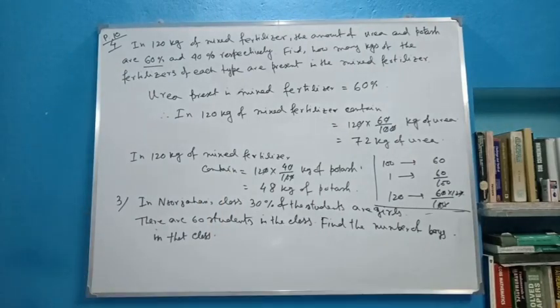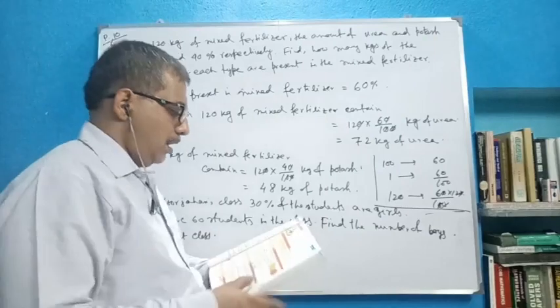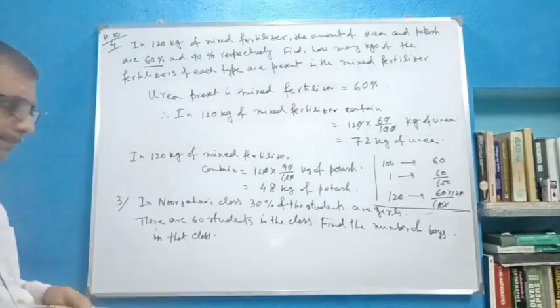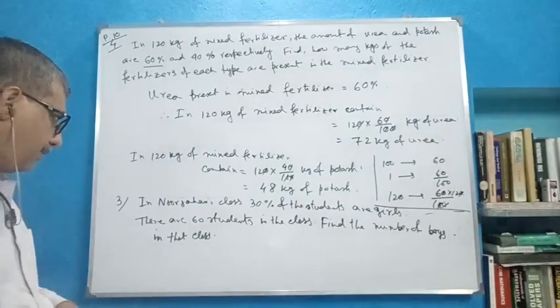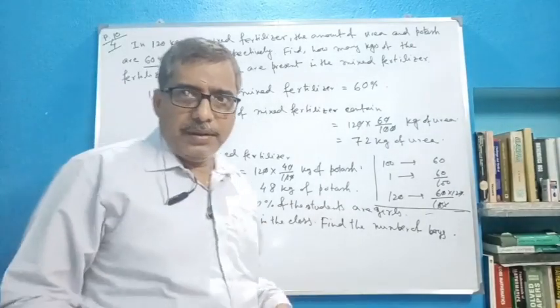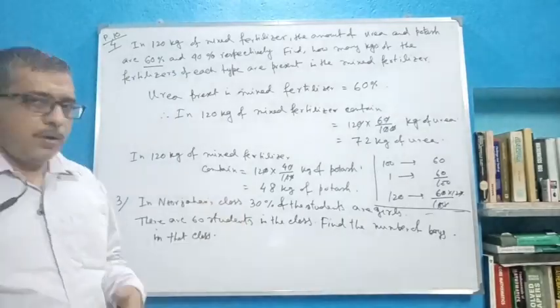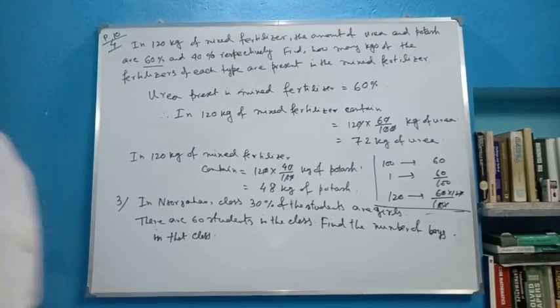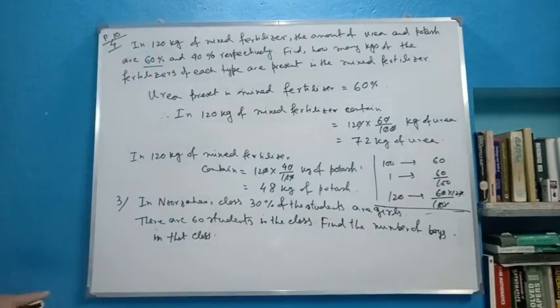So 30% are girl students. So obviously the boy students are 70%. So we have to find out 70% of 60. Very easy question. So solve it and send it to me on my personal WhatsApp number. It is known to you now.